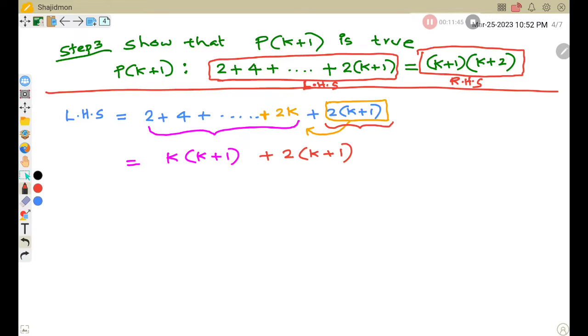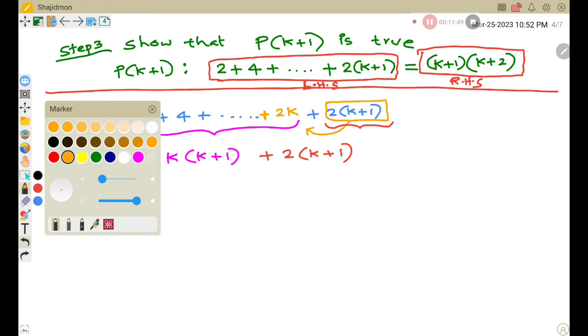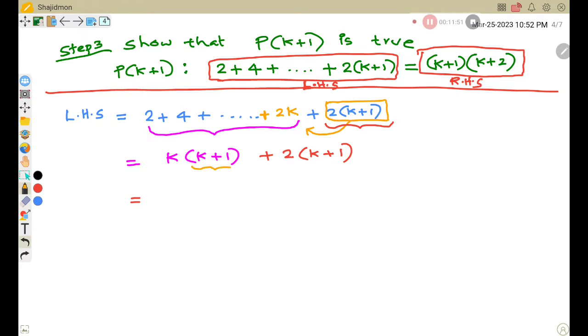Now, to simplify, equals. From these two terms, what term can we take common? You can think. See, k plus 1 is here, and here also k plus 1 is there. I am just taking that term outside. So k plus 1 multiply, what will be the balance? You can check. Here one k will be the balance, so k, and here plus 2 is the balance, correct? So k plus 2. So what answer did we get? Left hand side we started, and we got the answer k plus 1 multiply k plus 2.